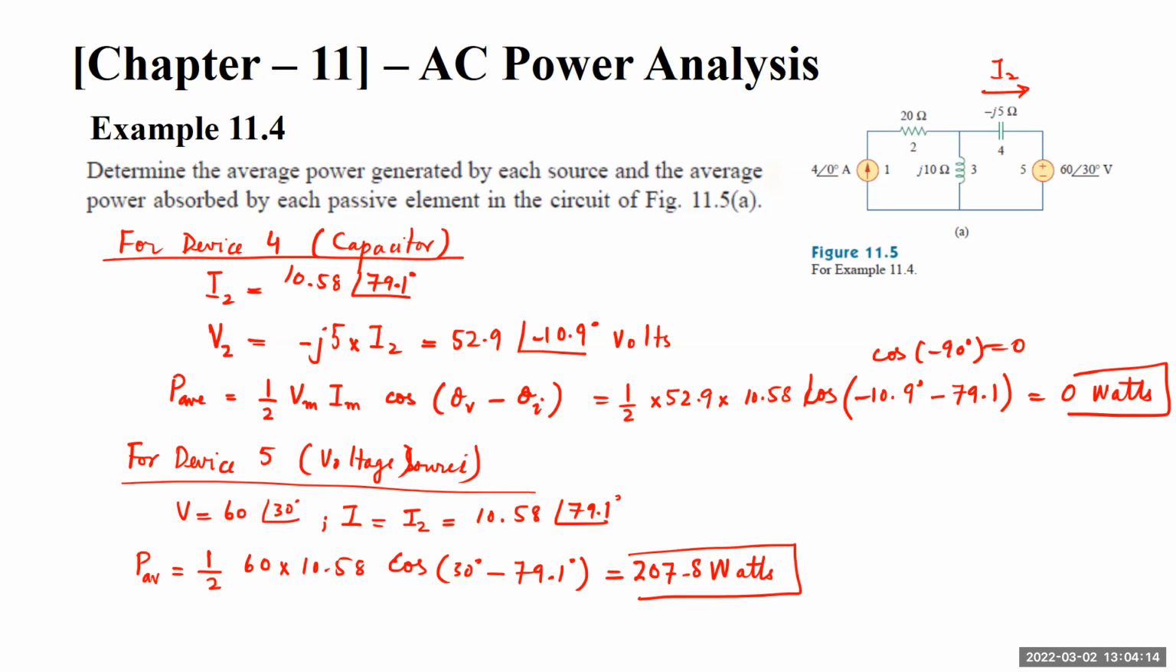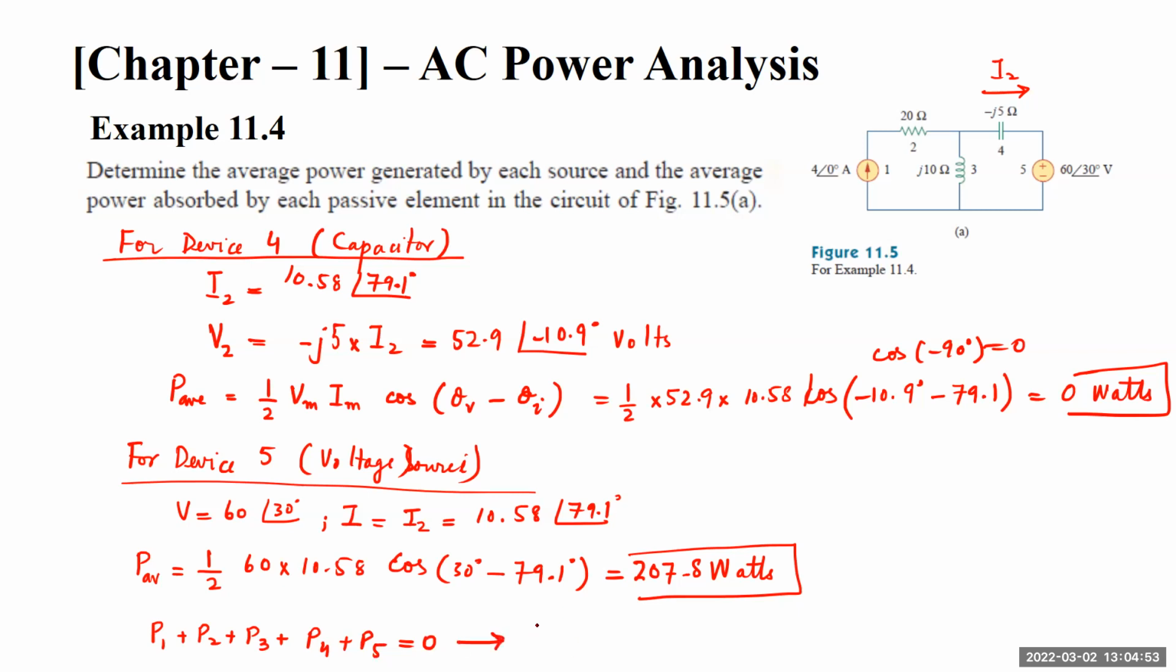So now we can say that the current source, which was in our loop number 1, is the one actually supplying the power. Now let's see the value. We know the law of conservation of power says that P1 plus P2 plus P3 plus P4 plus P5 must be equal to 0. The overall power must be conserved in the circuit.